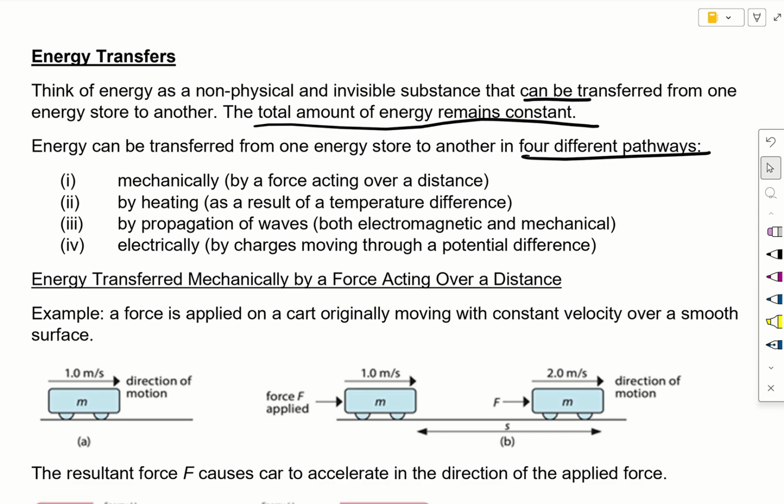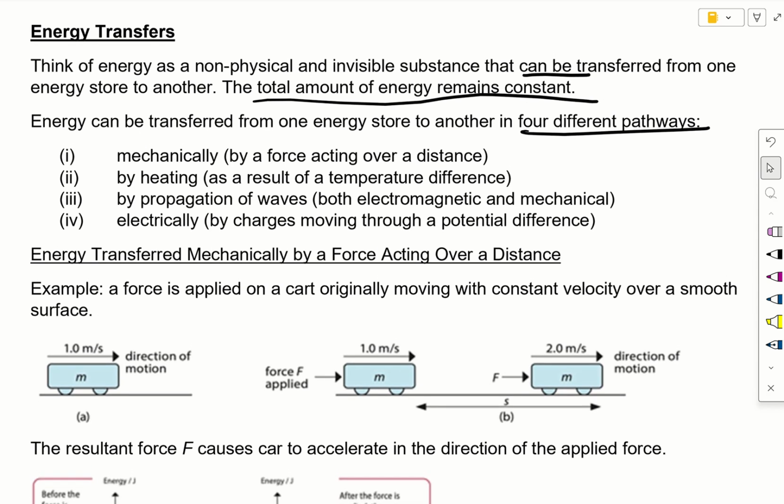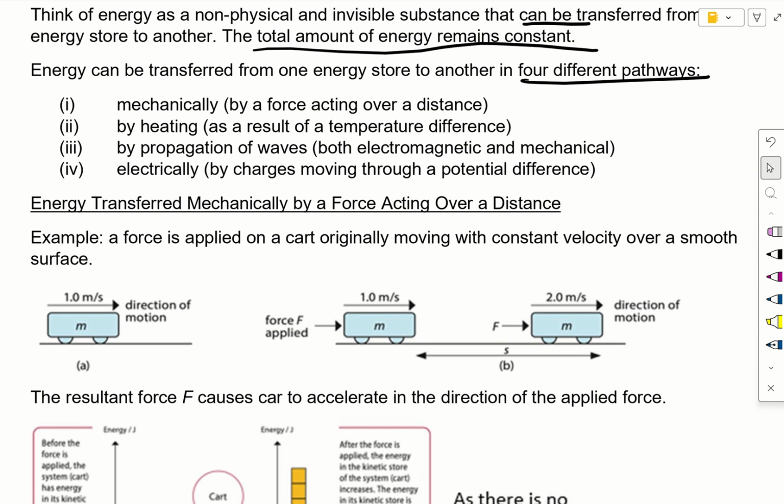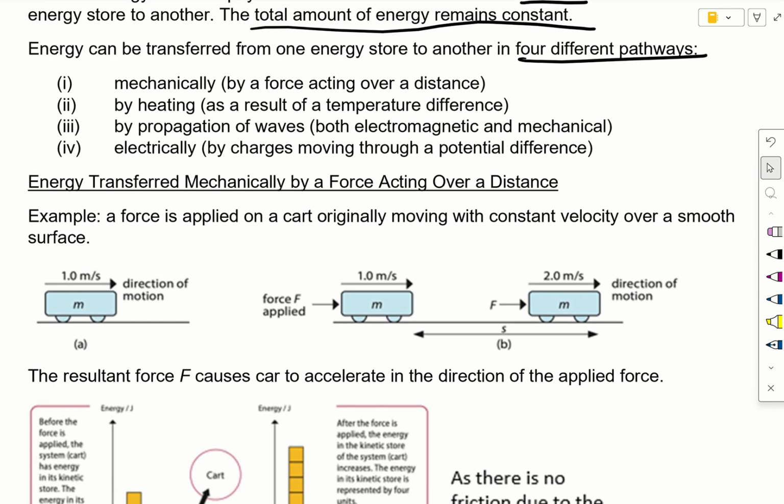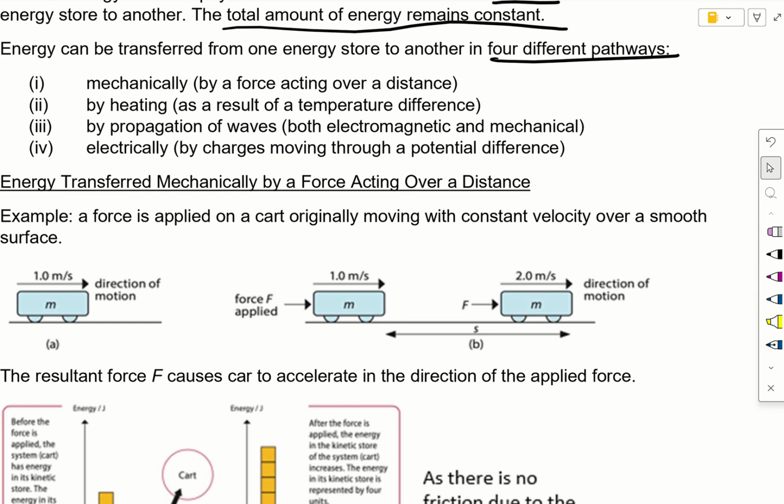First one is mechanically, by a force acting over a distance. Second is by heating. This is due to a temperature difference between the 2 objects or the 2 stores. Then propagation of waves, both electromagnetic and mechanical. We have mechanical, like sound waves, and electromagnetic, like light waves.